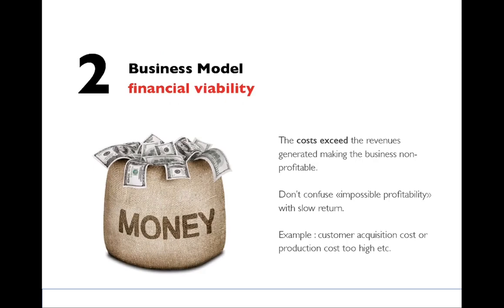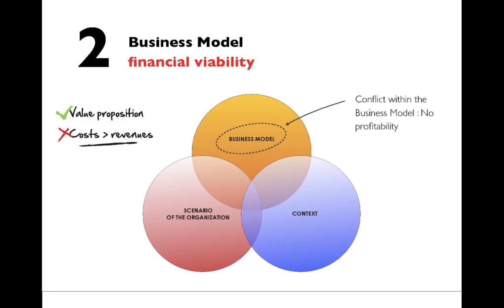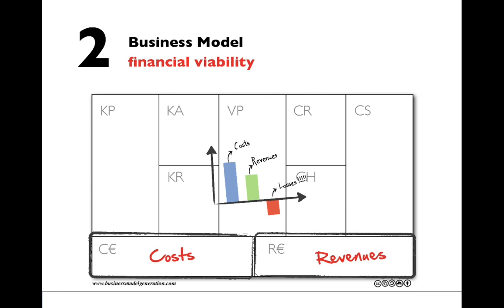Financial viability. So our costs are exceeding our revenues. We've got a negative cash flow situation as we looked at before. Okay, so what we have there is we might have a good value proposition, but our business model shows that we don't have any profitability. Okay, costs and revenues underpin everything that we do within the organisation, so we need to make sure that that makes sense. Okay, and we can map that out on the business model canvas.